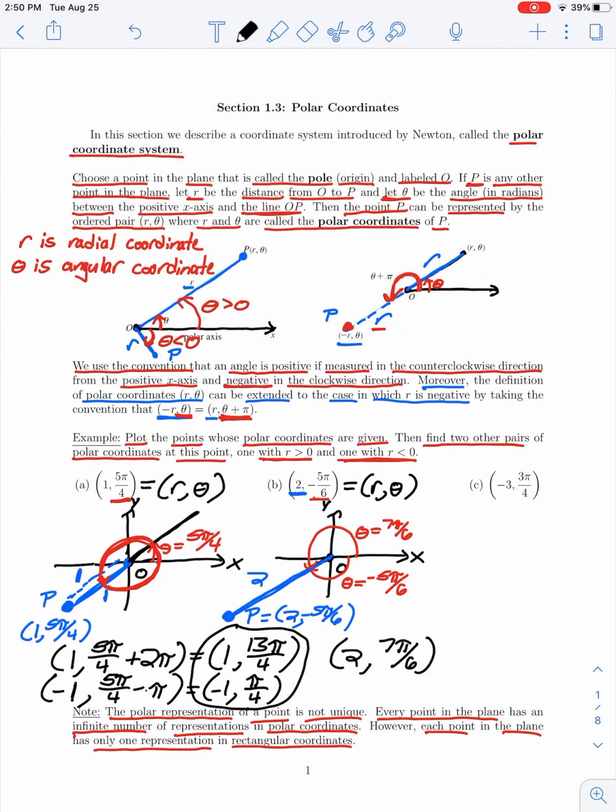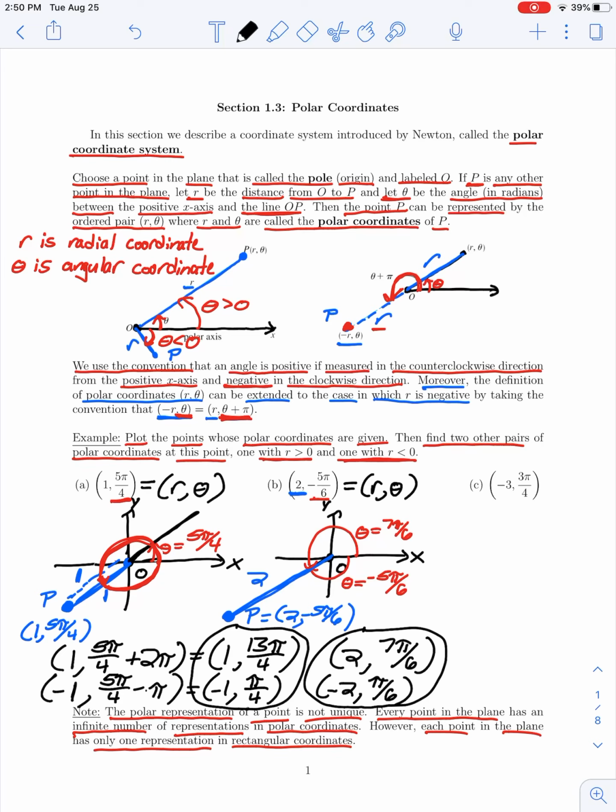And if I want a negative r value, let's say negative 2, I would take my angle measure and add or subtract pi to that angle measure. So if I took 7 pi over 6 and I subtract pi, I would have 1 pi over 6 with a value of negative 2 to represent that same point.